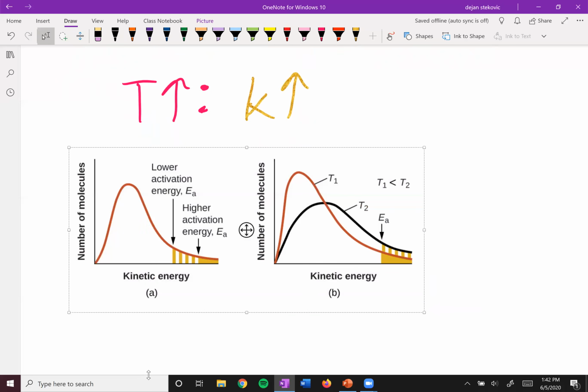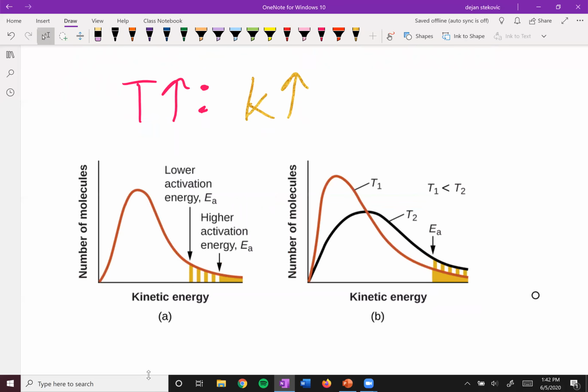Here's just a picture representing that. So you need to be comfortable with these plots of kinetic energy or temperature, and then the number of molecules occupying this state. Remember, as we increase temperature, when we go from T1 to T2, our plot gets flatter, and then it gets fatter in the higher energy state. And so if this right here is your activation energy, only the stuff to the right with more kinetic energy has enough energy to actually react. So we see when we increase temperature, we increase the amount of that.